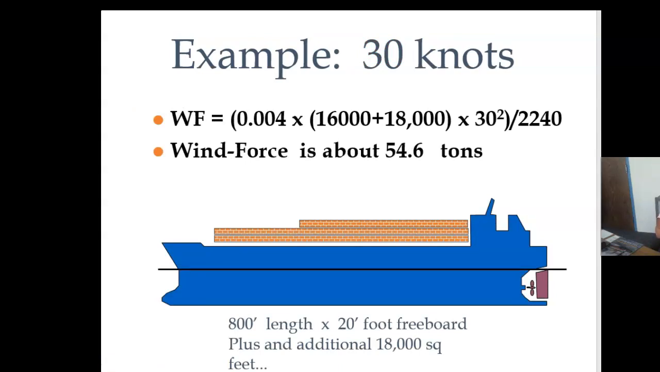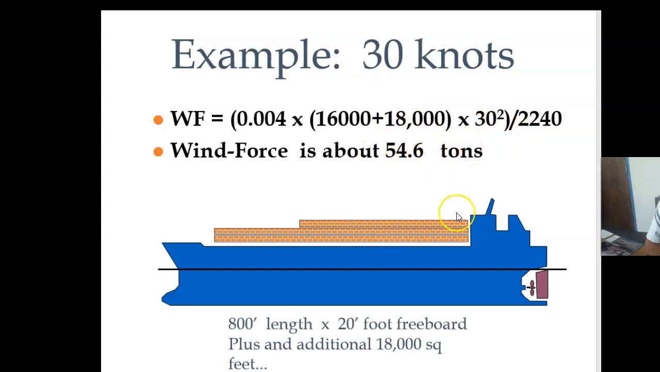So you see what I did? I didn't just change the color of the ship from purple to blue. I put containers on deck. So now we've got a wind force. I've got my area of the ship. I've got a 20-foot freeboard plus 18,000 square feet of containers here. That's going to give me 16,000 plus 18,000, and then I use the 30-knot wind, and look what we got here.